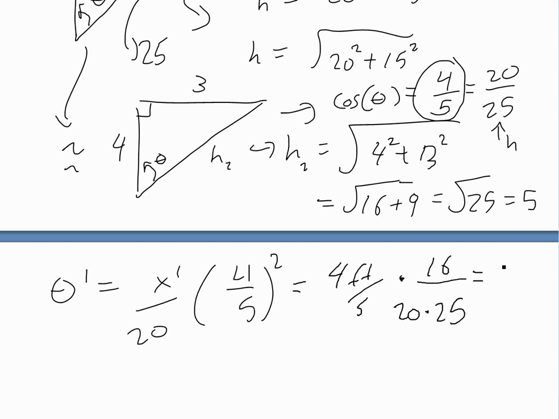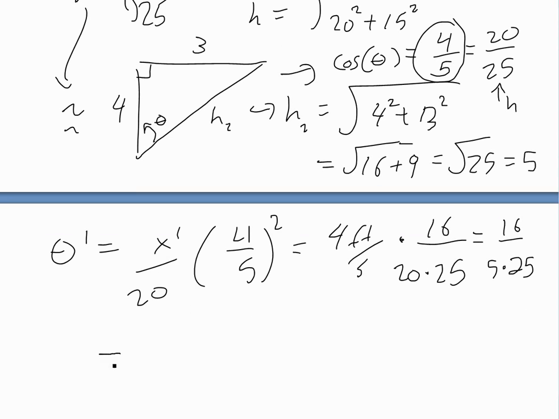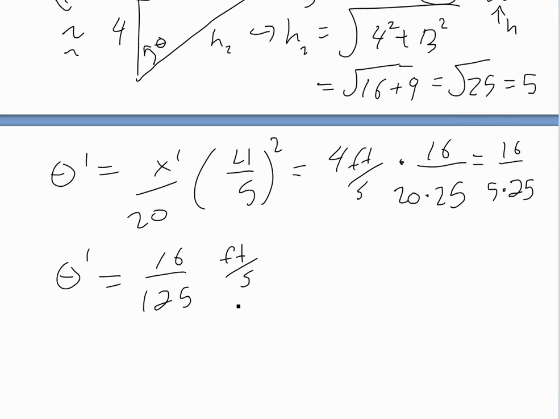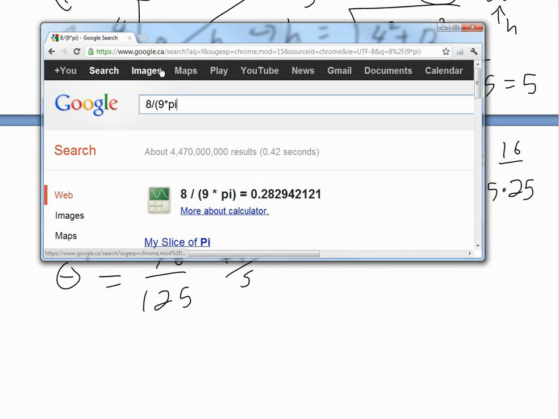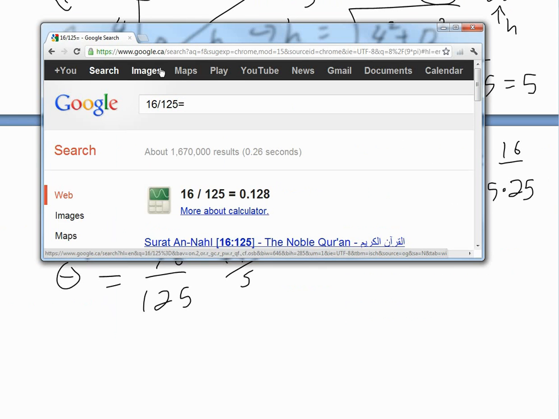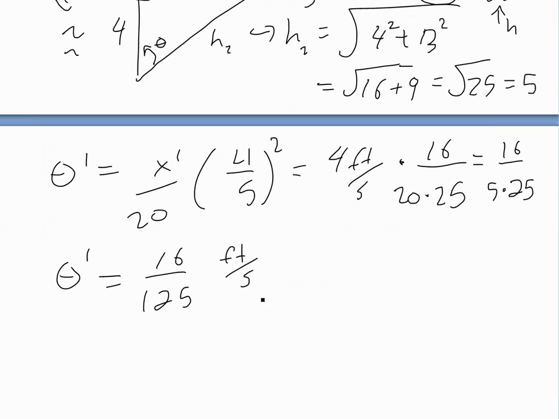Simplify this further. We'll ignore the units right now. 4 times 16 over 20 times 25, divide this by 4, and we get 16 over 5 times 25, and 5 times 25 is just 125. So our final answer, we can leave it like this, 16 over 125, and this is in feet per second. If we put it in the calculator, 16 divided by 125 equals 0.128. So that's our final answer.